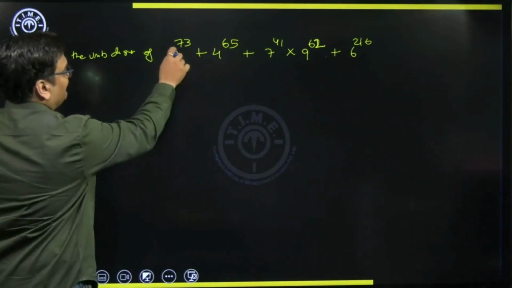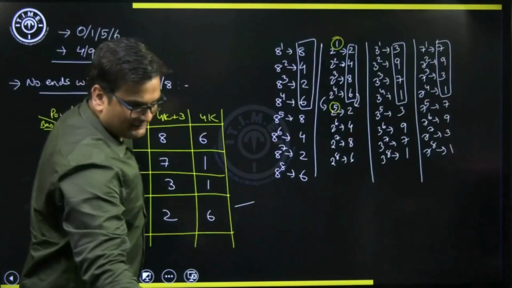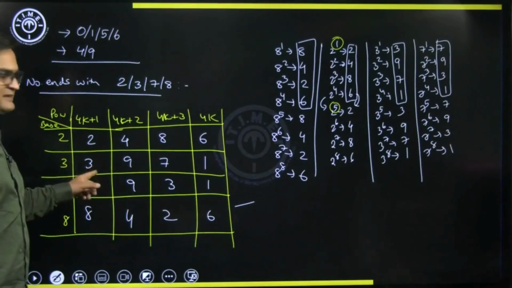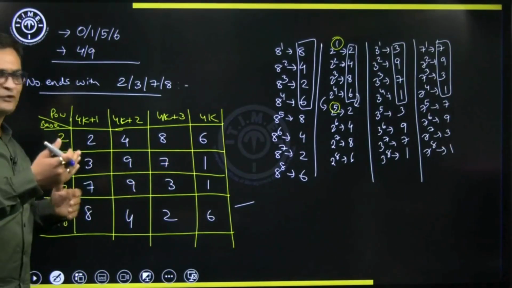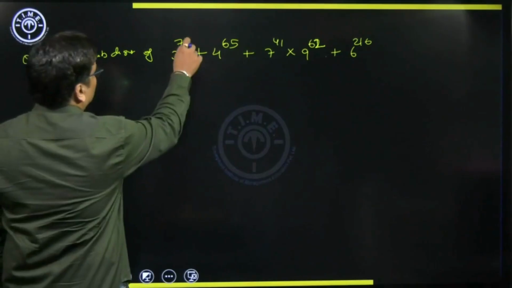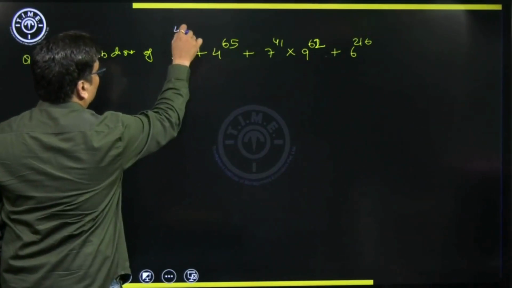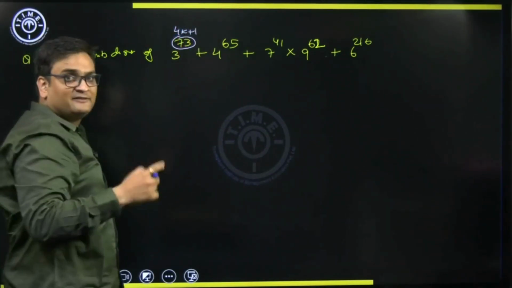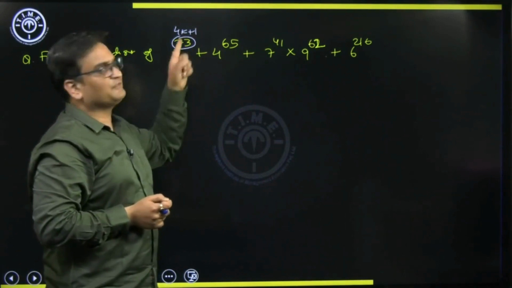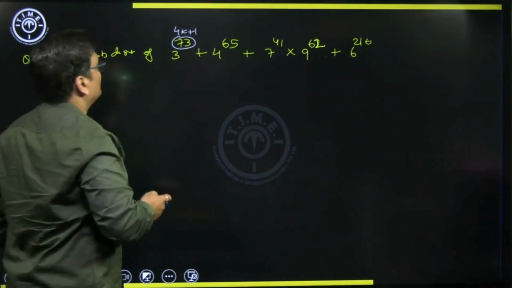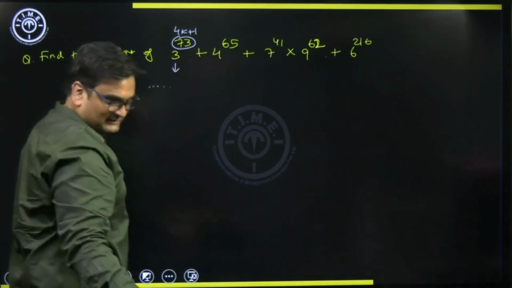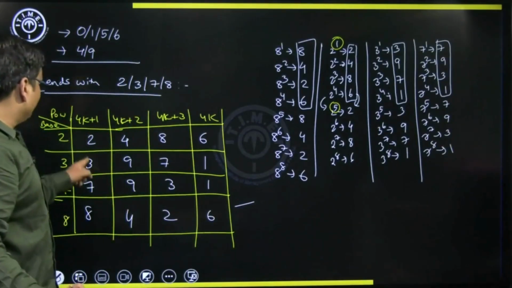So the moment we have the base as 3, we should think about this table. So in case of 3, if the power is 4k plus 1, units digit is 3. If the power is 4k, units digit will be 1. Here right now, please note, what is the power? Power is of the form 4k plus 1, right? So when you divide 73 by 4, you get 1 remainder. It's 4 into 18 plus 1, 73. So it's of the form 4k plus 1. So hence the first number will be ending with a 3.